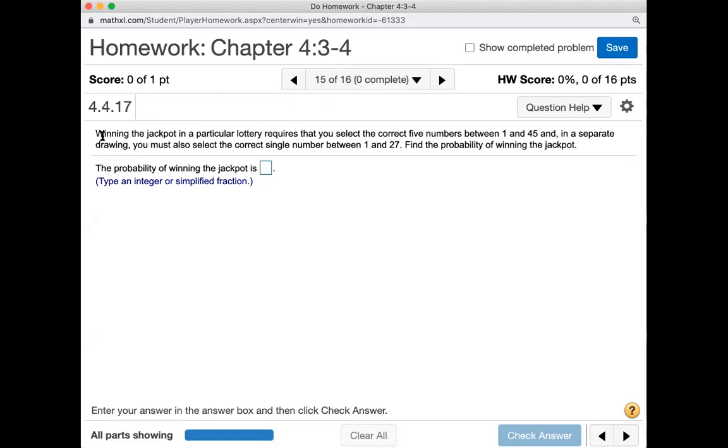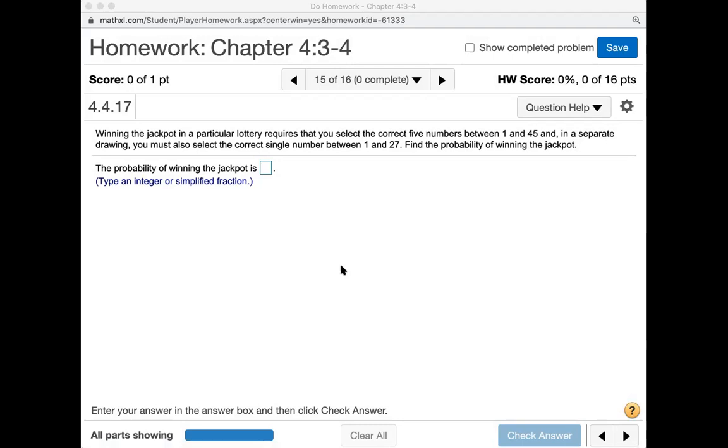Winning the jackpot in a particular lottery requires that you select the correct five numbers between 1 and 45. And then in a separate drawing, you must also select the correct single number between 1 and 27. Find the probability of winning the jackpot. So first we need to figure out the number of outcomes, I mean the number of ways to select the six numbers.